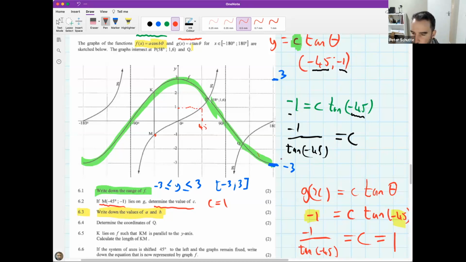Okay, what is A going to be? What is B going to be? So we're trying to figure out up here.